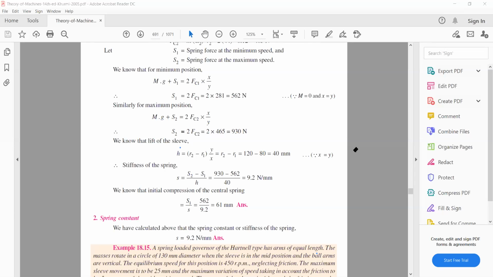Now we find the stiffness of the spring. S equals S2 minus S1 by H. S2 and S1 were recently calculated: 930 minus 562 by H, which is 40. When we calculate, the value comes to 9.2 Newton per mm.